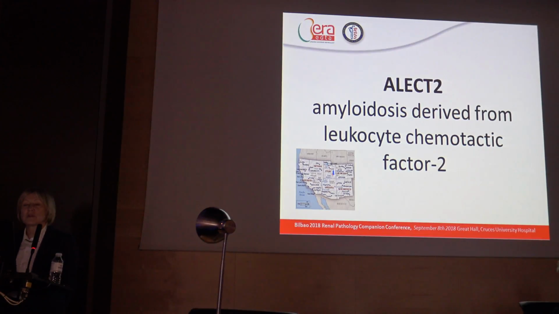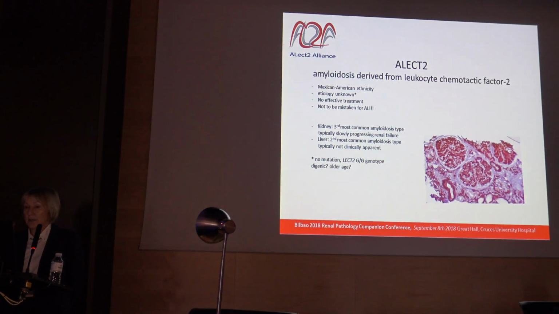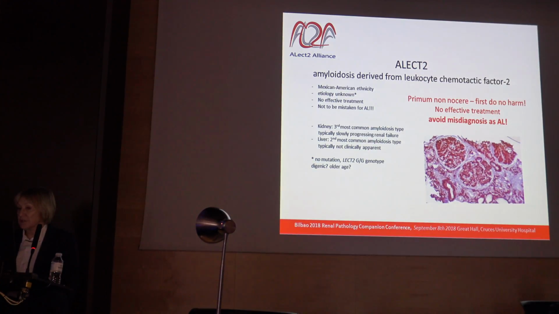With this, I am moving to the third condition, ALECT2, amyloidosis derived from leukocyte chemotactic factor 2. It all started in the southwest US, okay? And there is clearly an association with Mexican-American ethnicity. Etiology is unknown. The genetics is not fully understood. There is, importantly, no effective treatment. Hence, when you diagnose it, keep this in mind. Okay, and do not misdiagnose it as AL.